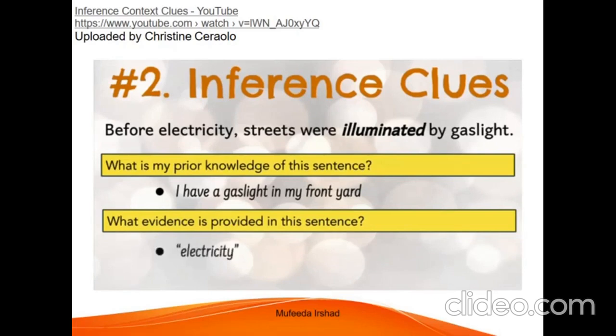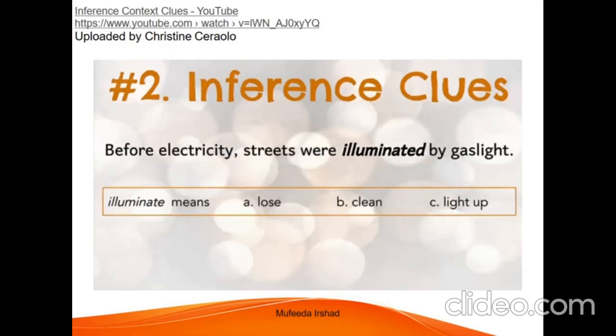I have a couple. Electricity. So electricity must have something to do with illuminated because it says before electricity they were illuminated by gaslight. And I know that that gaslight is also a clue because I told you I have one of those lights in my front yard. So I'm going to go ahead and try to figure out what illuminate means. Does it mean lose, clean, or light up?